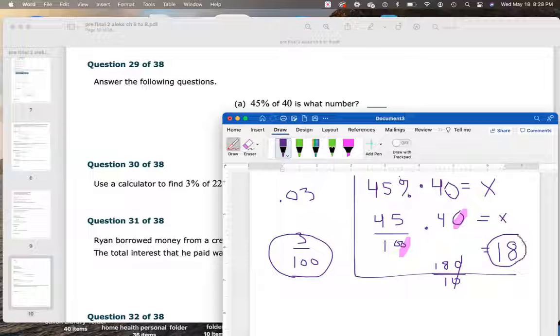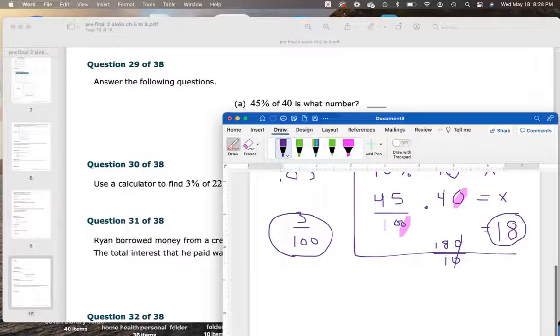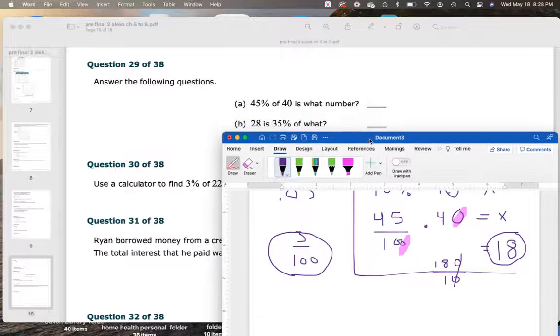45%. Now let's see if this makes sense. 45% is just a little bit less than a half. And 18 is a little bit less than a half of 40, isn't it? Okay, the second problem says 28 is our equal sign.